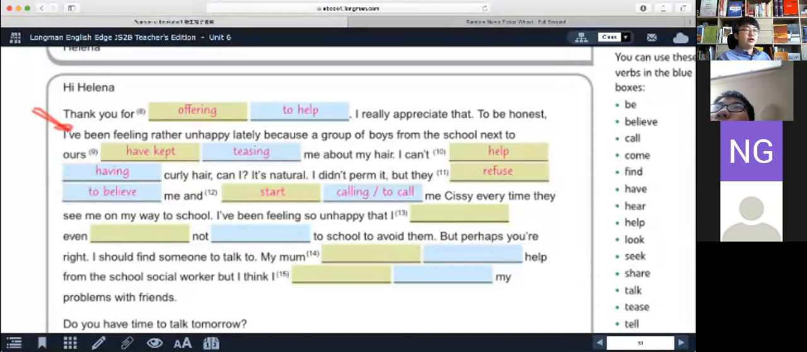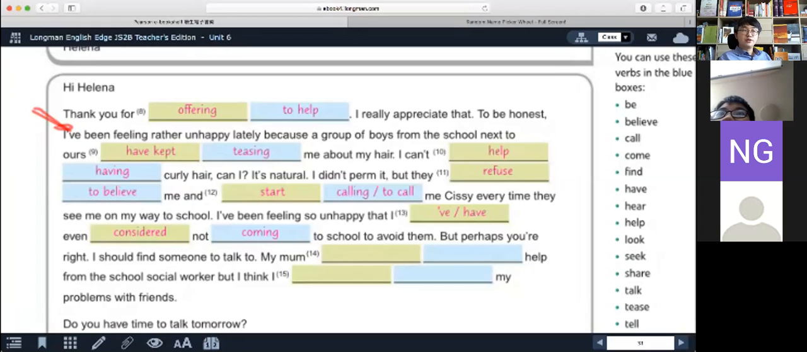I've been feeling so unhappy that... Again, we have to use the perfect tense here because you're talking about something still ongoing from the past. So here we say, I have even considered not coming to school to avoid them. Copy the answers to your book. It's quite difficult. You may ask me later in WeChat if you don't understand.